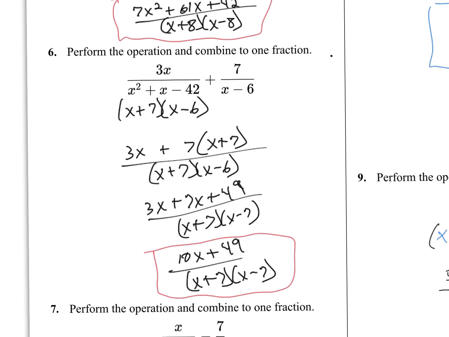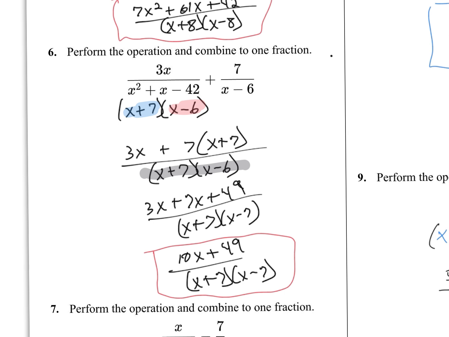Okay, so now again, let's consider what is our common denominator. Well, we have the x minus 6 here. Of course, it's also here, but we don't have to account for it twice, okay? But it's the x minus 6 and the x plus 7. That is our common denominator here, okay?